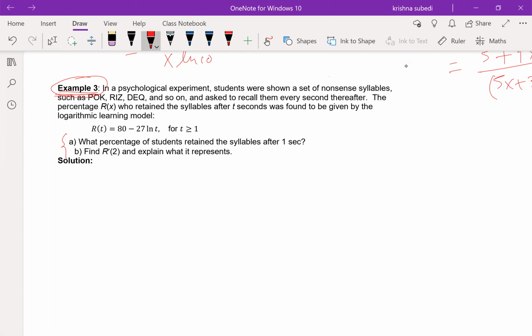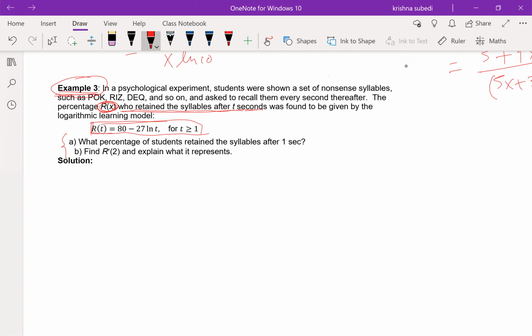So the example is, in a psychological experiment, students were shown a set of nonsense syllables such as POK, RIZ, DQ, and so on, and asked to recall them every second thereafter. The percentage R of T, remember R of T represents the percentage of the students who retain the syllables after T seconds, and this is given by R of T equals 80 minus 27 ln T. So this models that situation.